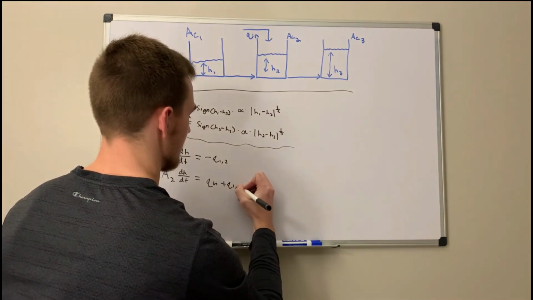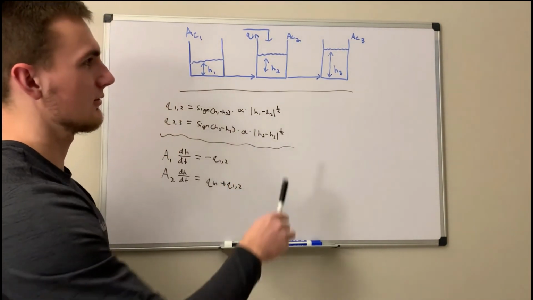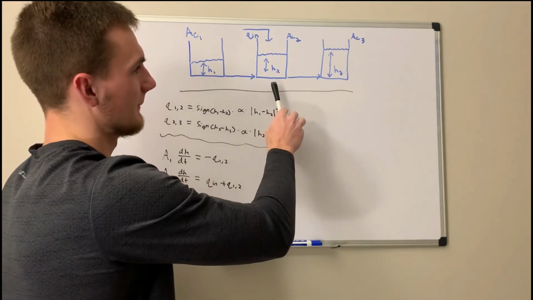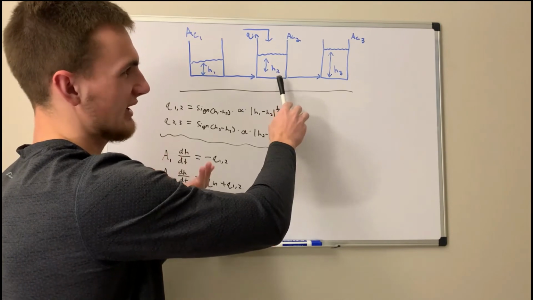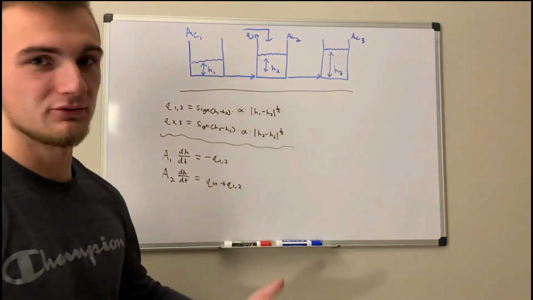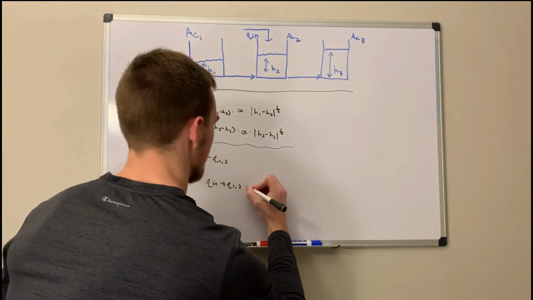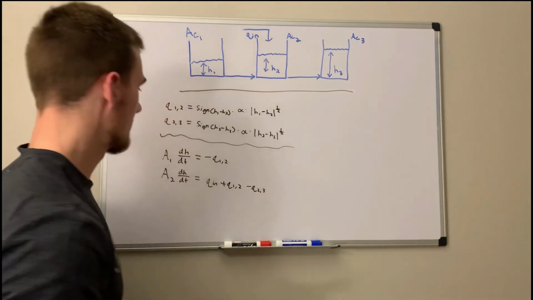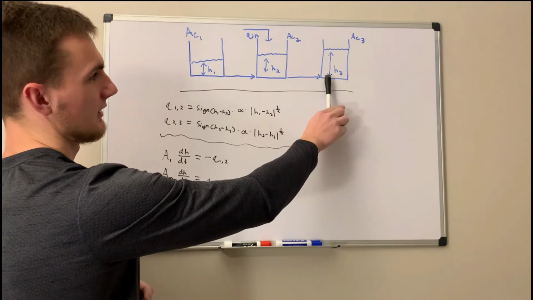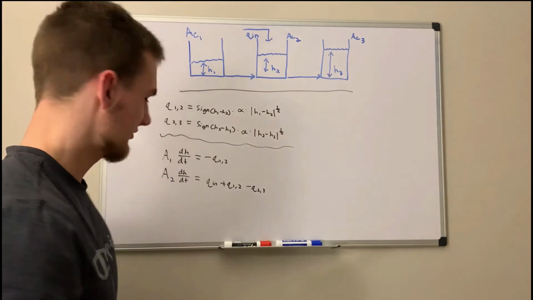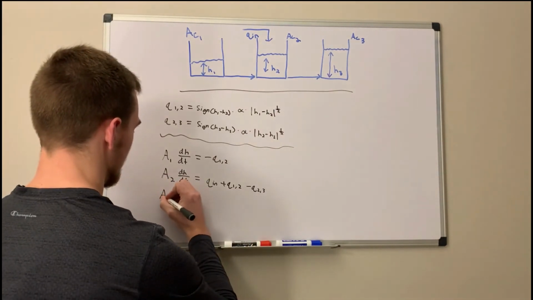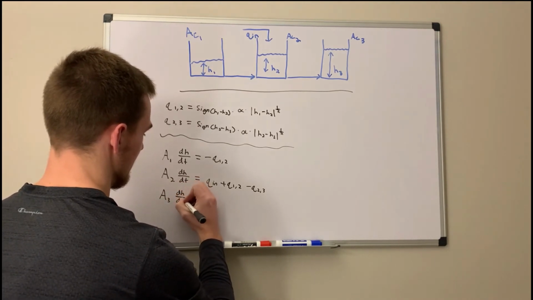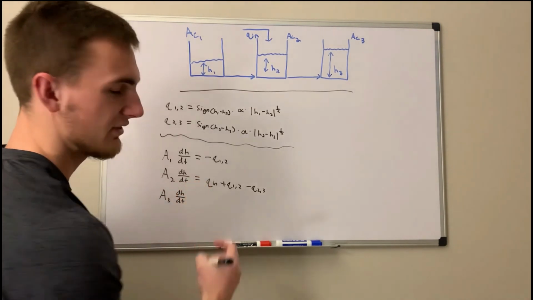so adding the flow from 1 to 2, and then here we will be, in this example, discharging flow from tank 2 into tank 3, so we'll have to subtract that flow value. So we'll have minus Q2,3. Okay, now taking into account the change in volume for the third tank, we'll have cross-sectional area A3, again, dH over dt, change in height over time. So this will give us the change in volume.